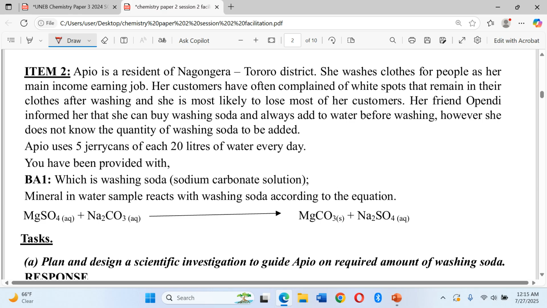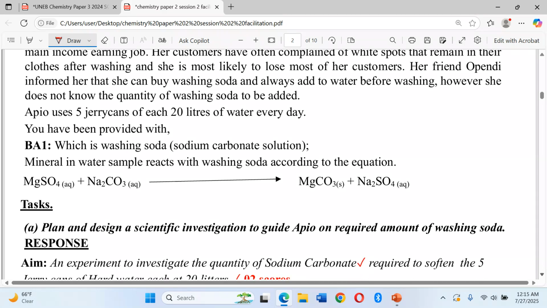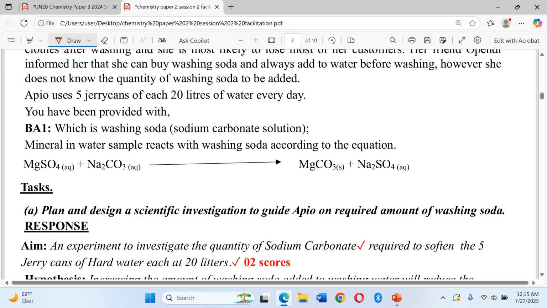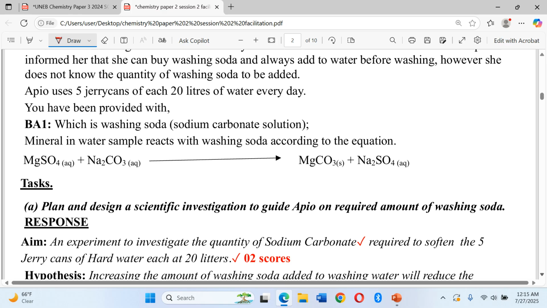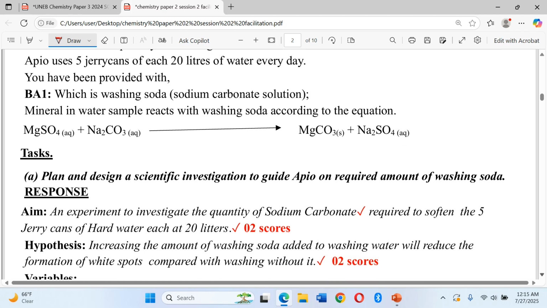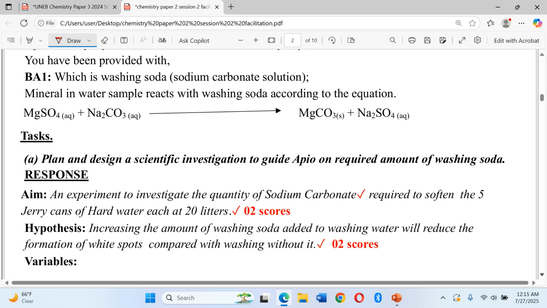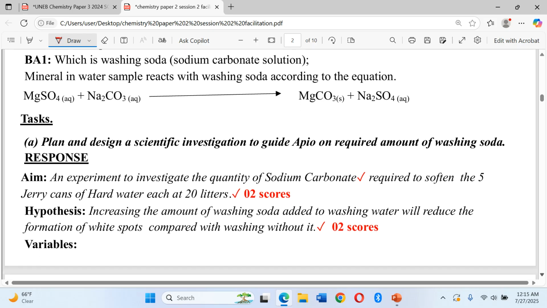Okay, sorry for that. Let's look at the task. Plan and design a scientific investigation to guide Apio on the required amount of washing soda. So when we are designing, we do the planning. The planning, you recall, here we are looking at how to determine the amount of sodium carbonate required.